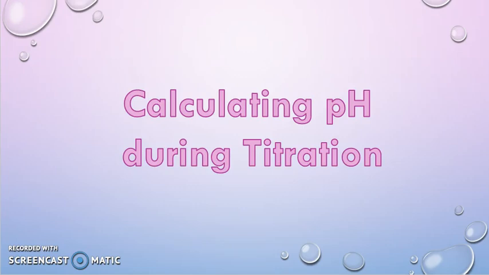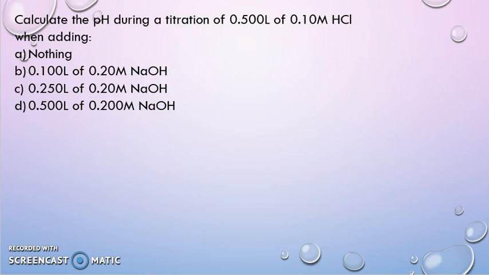Time for the last type of calculation in this chapter: calculating the pH during a titration. Now that means that we're going to be calculating for points other than the perfect endpoint. And we're also going to be asked, instead of calculating to molarity, to calculate to pH. A couple different signs to look for. Let's look at a sample problem.